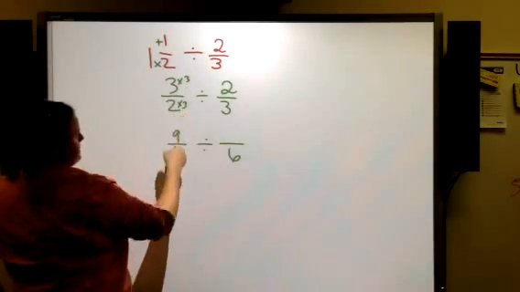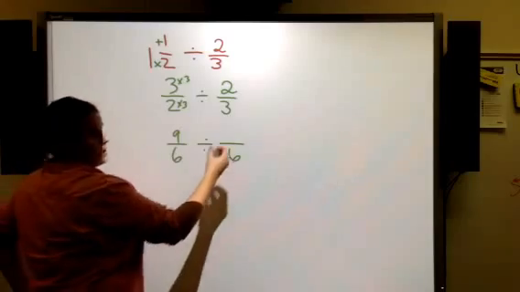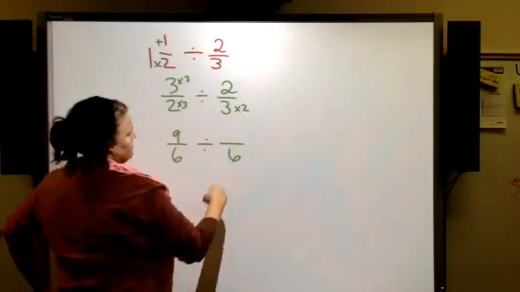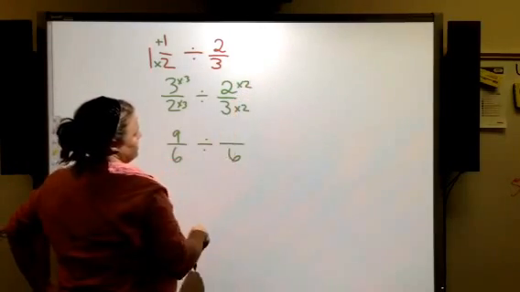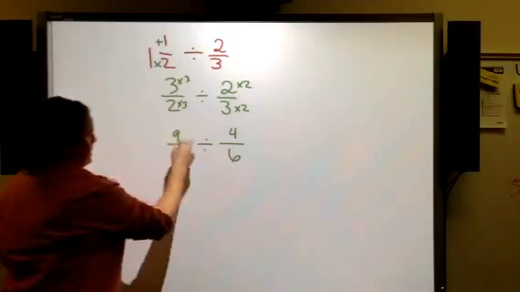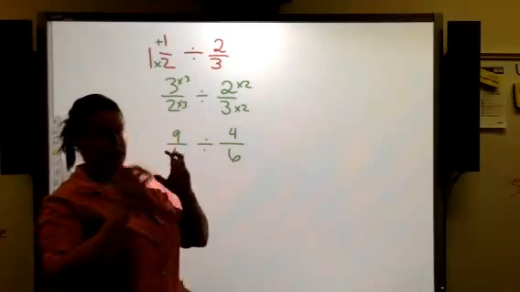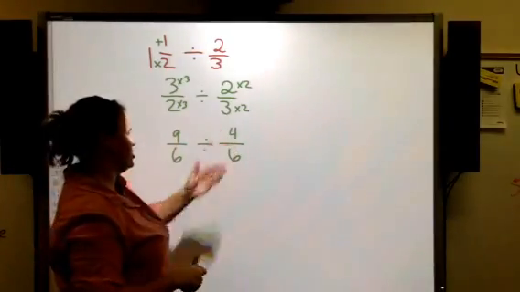So 3 times 3 is 9, 2 times 3 is 6, 2 times 2 is 4, and 3 times 2 is 6. So I'm taking 9/6 and dividing that into groups of 4, which is what this fraction says.